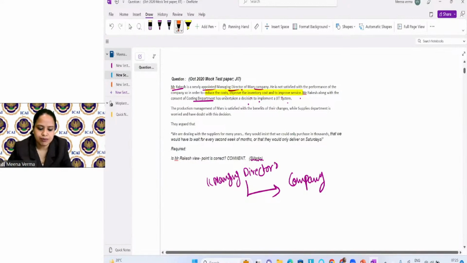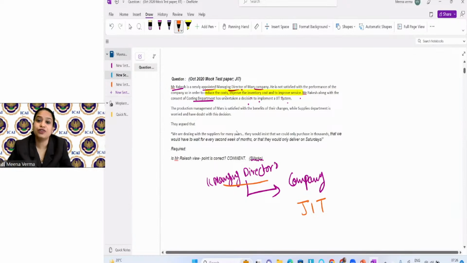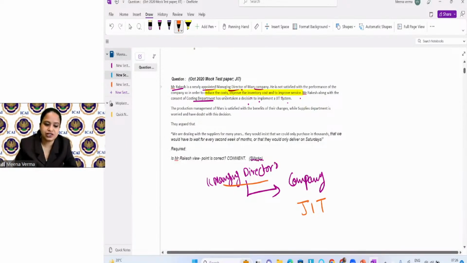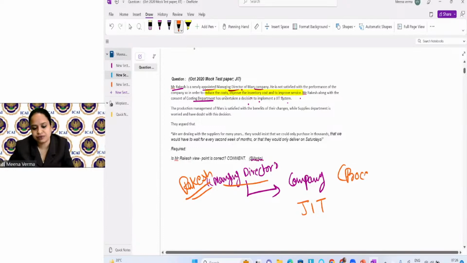So what is happening? This new managing director wants to implement just-in-time here. Obviously he will improve the entire procedure, because you know that in case of lean system, if you want to implement lean system, you have to improve the entire procedure of the company. The way the company is producing the goods, the way you will buy the raw material from the supplier, Kanban system, regular working cell. So if Rakesh wants to implement just-in-time system, he has to improve the entire process of the company.